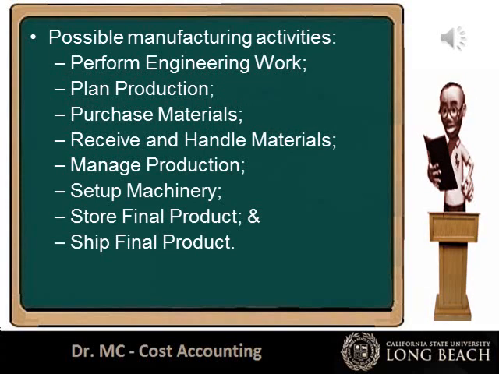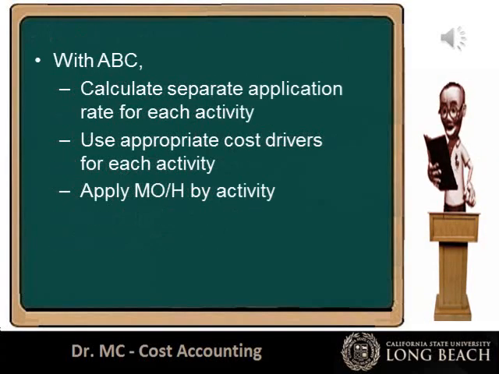A factory's activities can include such things as performing engineering work, planning production, purchasing materials, receiving and handling materials, managing production, setting up machinery, storing finished products, and shipping those products. The mechanics of activity-based costing are the same as using separate departmental application rates. First, you calculate the application rate for each activity. You then apply the activity's cost using the appropriate driver. Remember that each activity can use a different driver.